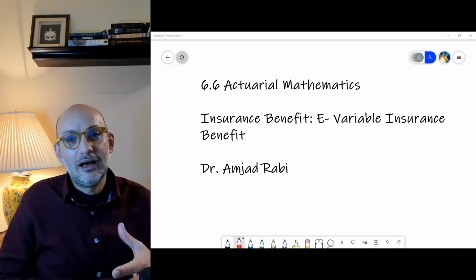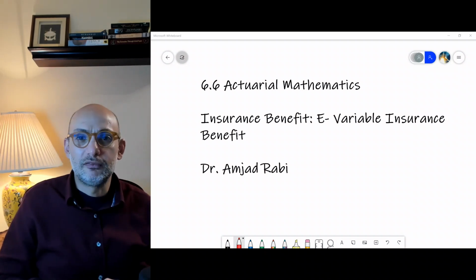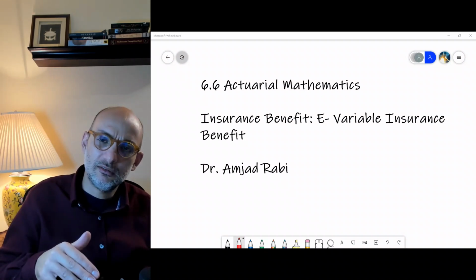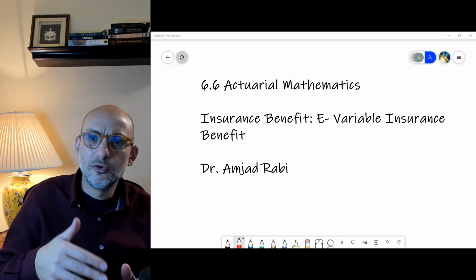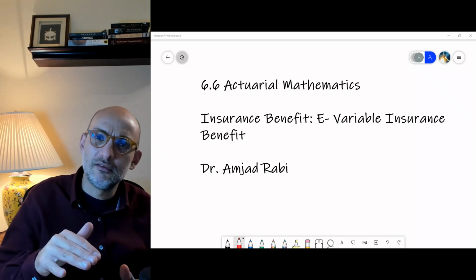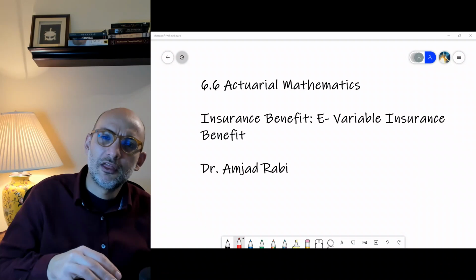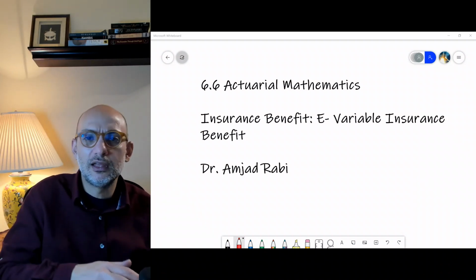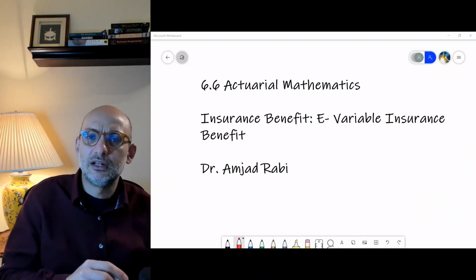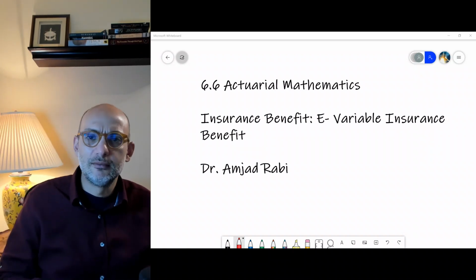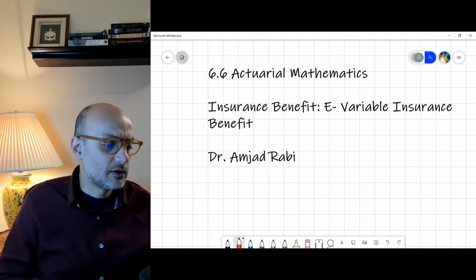Hi. In our discussion of insurance benefits, we looked at level amount, that the level amount of benefit is 1 unit, and if we want $1,000, then we multiply it by 1,000, but it's one level, 1 unit, a level amount. So now we will look at whether the benefit is increasing or decreasing, at variable benefit level. We'll start with the continuous case, and later on we will look at the discrete case and try to relate them to each other. So let's start with the continuous case.